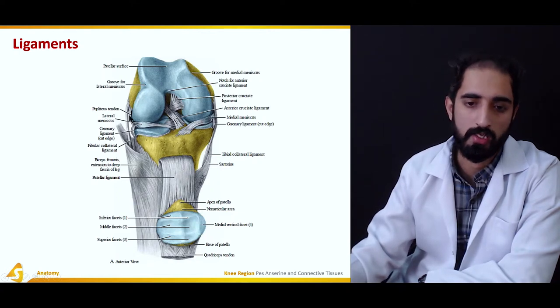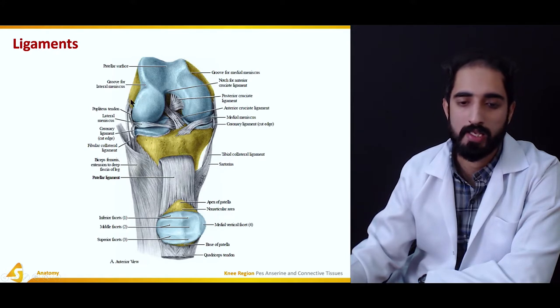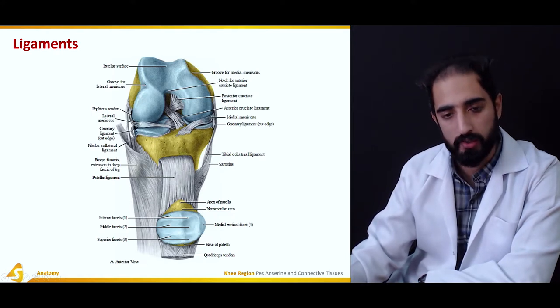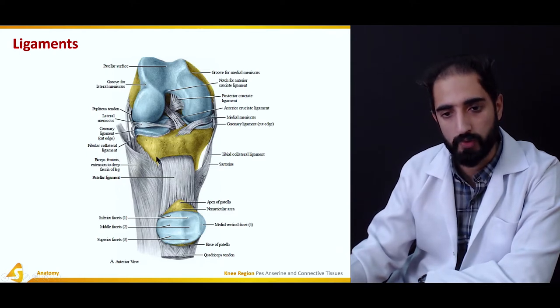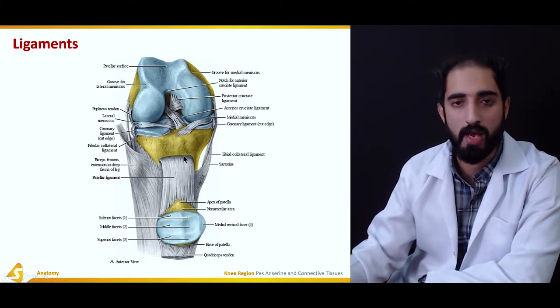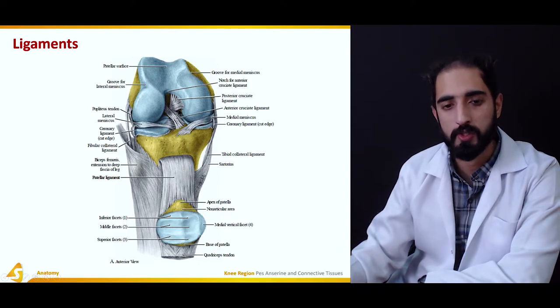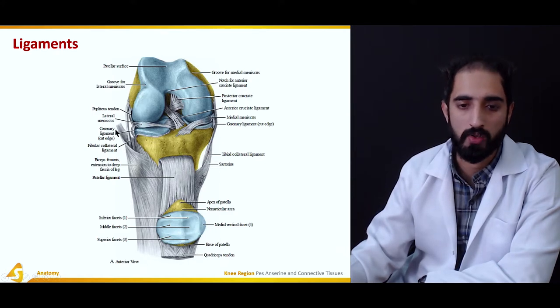The lateral collateral ligament is very important because it serves as the restraint for medial angulation or varus stress, whereas the medial collateral ligament acts as a restraint for lateral angulation or valgus stress. Now, another difference between the lateral and medial collateral ligaments is that there is no attachment of the lateral collateral with the lateral meniscus.